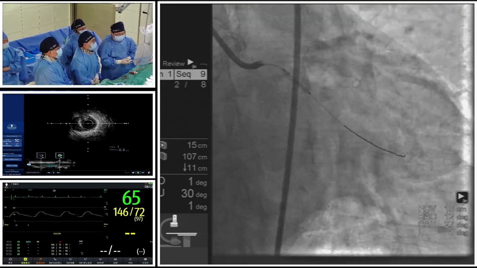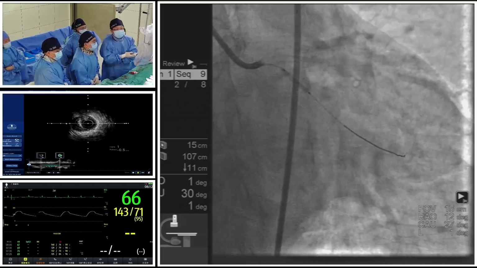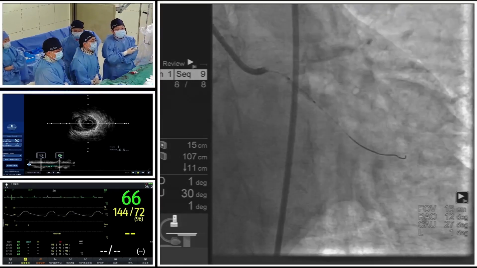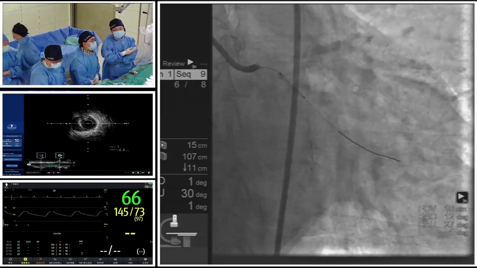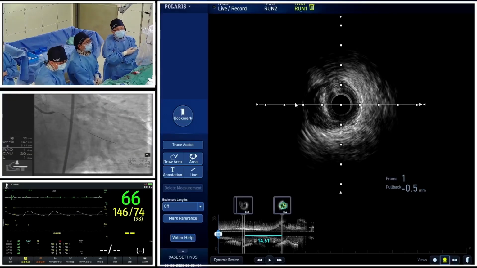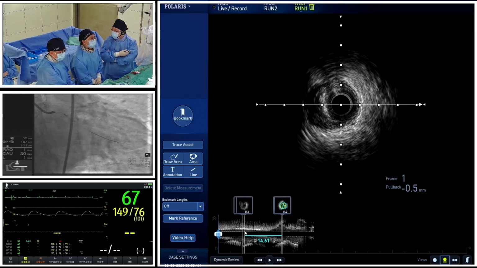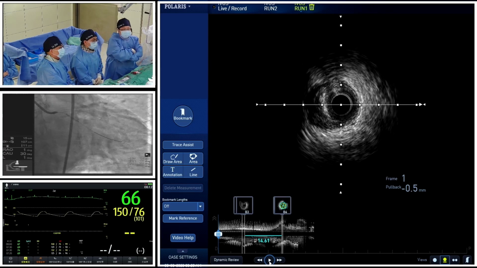And then I did an IVUS for the circ. Please show the IVUS of the circ. Okay. Please let Dr. Chao introduce the IVUS result of the circ.